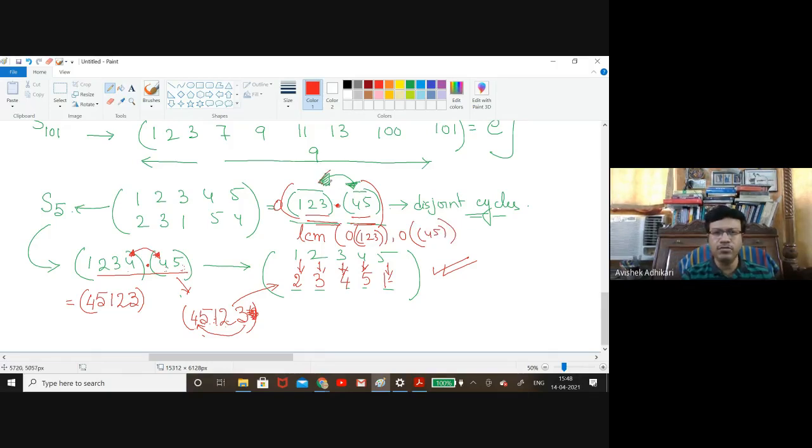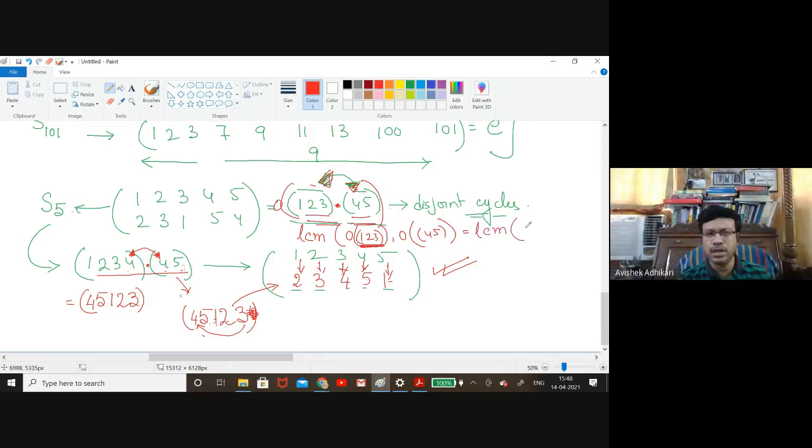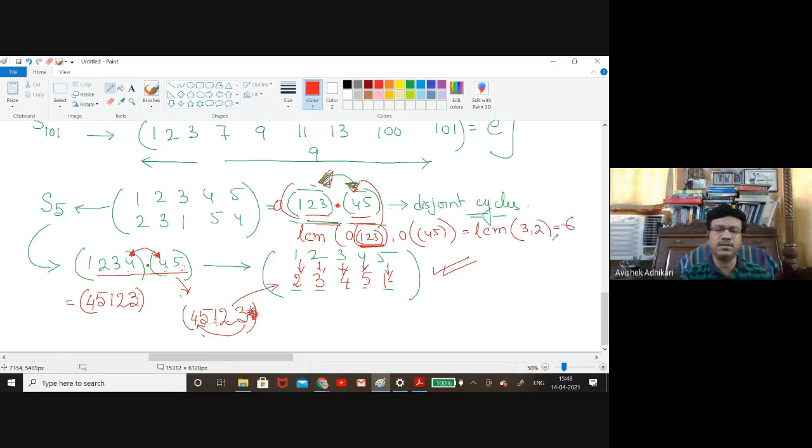Remember, first we need to check whether they are disjoint or not. If they are disjoint, then the order of this product of 2 cycles will be nothing but the LCM of the order of the first cycle and the second cycle. So what is the order of this cycle? 6. Order of this 1 2 3 is 3, and the other is 2. So the LCM of 3 and 2 is 6.